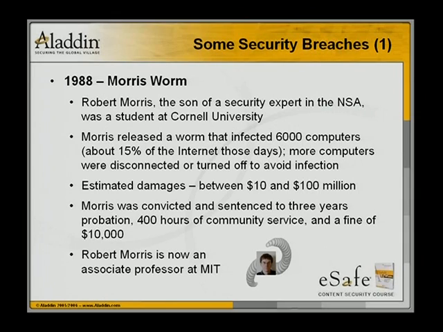Nowadays it would be like a few million computers. More computers were disconnected or turned off to avoid infection, because if they stayed on, they would basically get the worm. So the estimated damage was between $10 and $100 million. Morris was convicted, but he was not sentenced to real time in jail. He was sentenced to probation, 400 hours of community service, and a fine of $10,000. The funny thing is that now he's an associate professor at MIT, a very prestigious job.